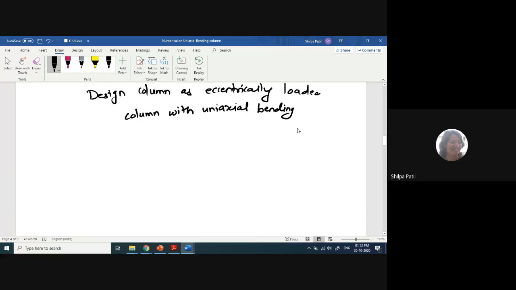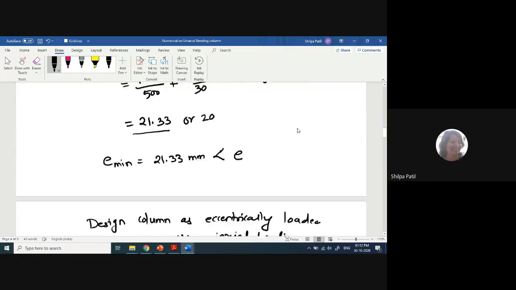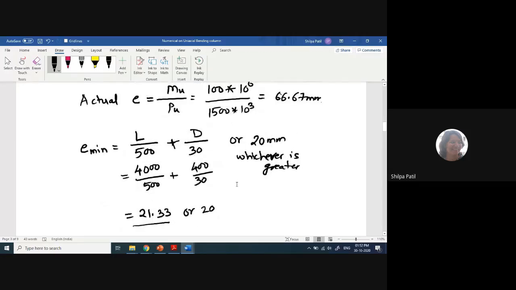So now we will find out the non-dimensional parameters. Ma'am, why did we consider only uniaxial bending over here? If we consider the other criteria here, what is the other criteria? L by 500 plus B by 30. Check the value. 18, it is coming 18, right?